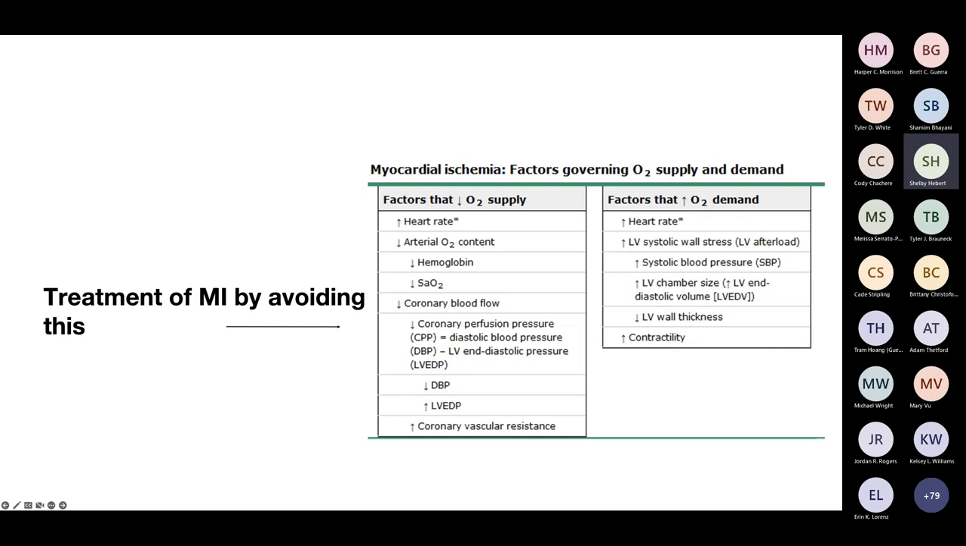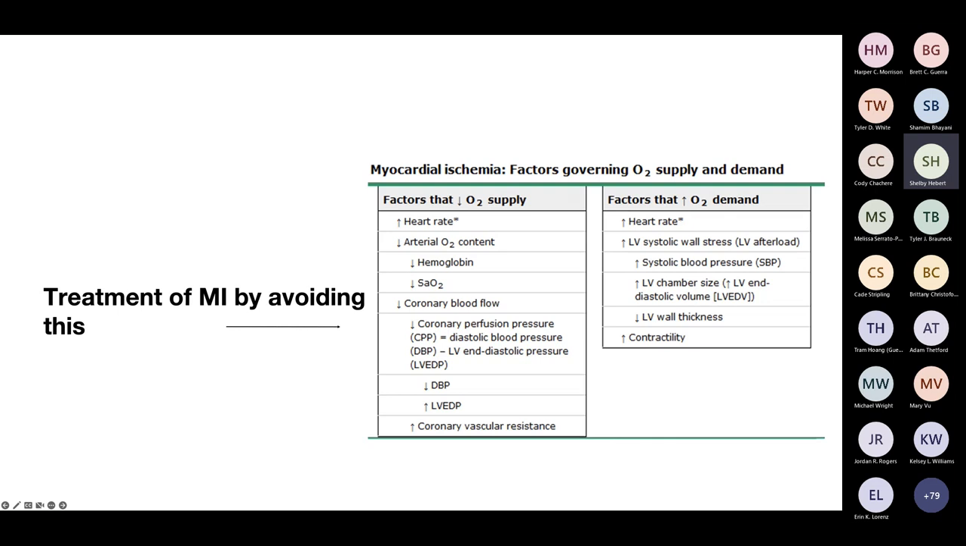So ways we can avoid myocardial ischemia: first of all, doing things that limit our O2 supply. We know that if our heart rate goes up too high, we're not getting adequate oxygen supply, and we wind up with a demand mismatch. If our oxygen content is overall low, it can be problematic. So getting oxygen in patients is apparently important. If their hemoglobin is low and they're not able to transport it appropriately, it can also lead to ischemia. So we want to make sure that our hemoglobin is adequate.